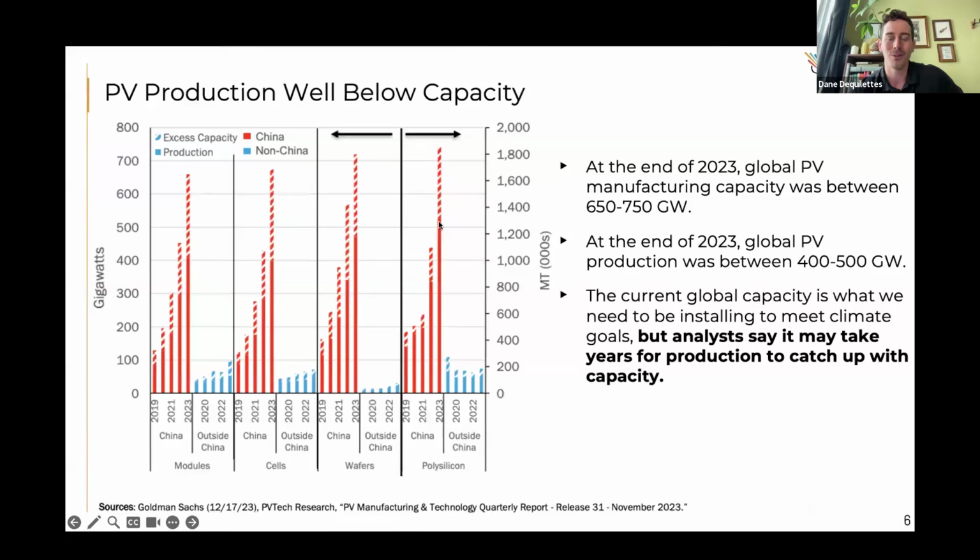Right now we have a manufacturing capacity between 650 and 750 gigawatts. At the end of 2023, actual PV production was about 400 to 500 gigawatts. But what most analysts are saying, and what I hear talking with experts at NREL and SATO, is that we really need to be producing at the current global capacity in order to meet climate goals. So it's actually going to take years for production to really catch up to capacity.